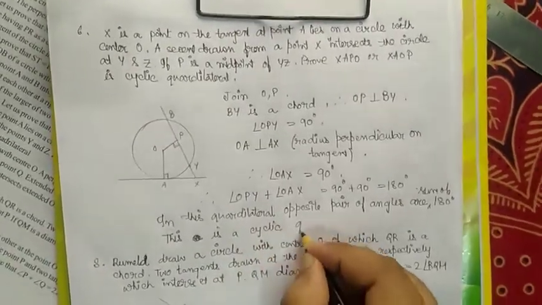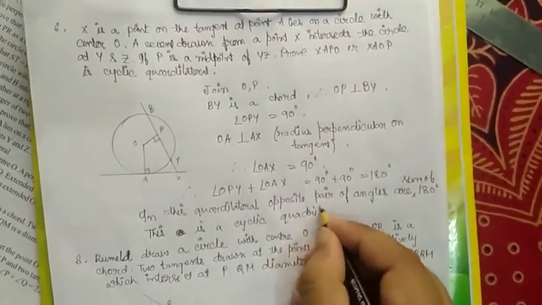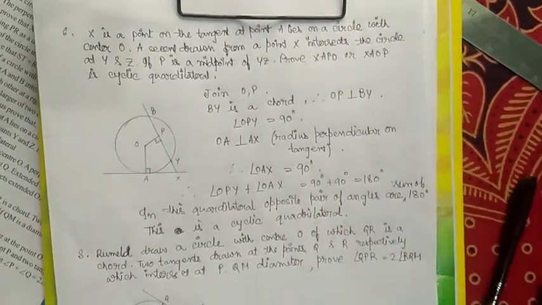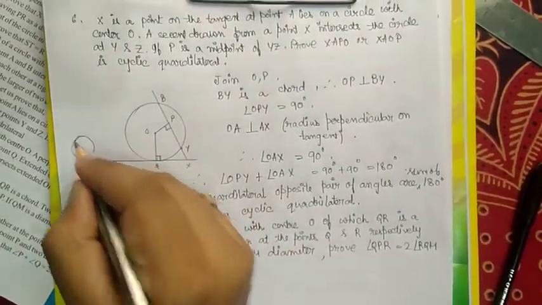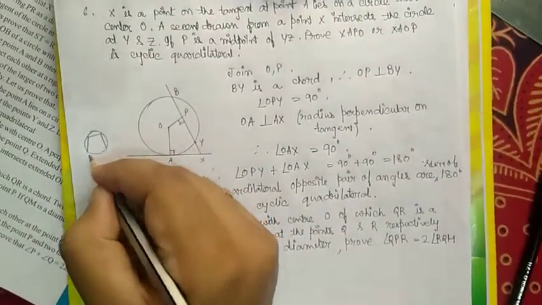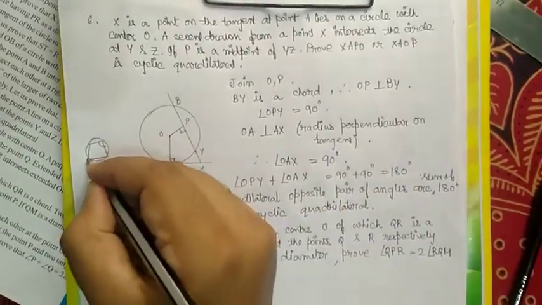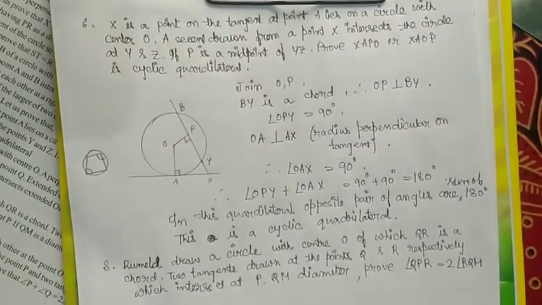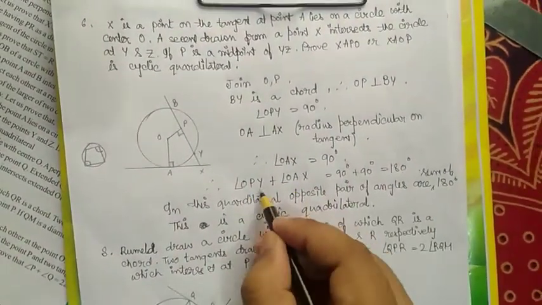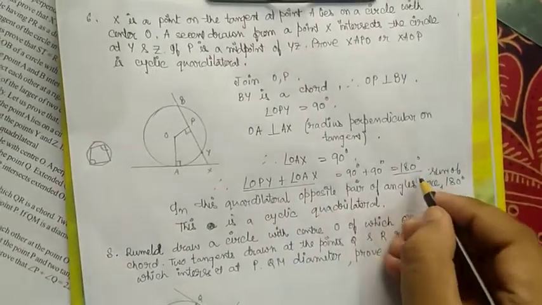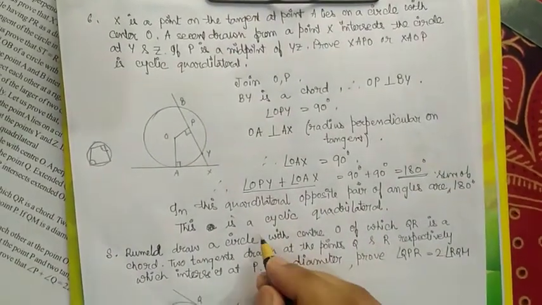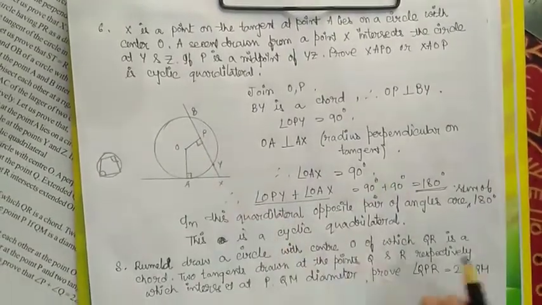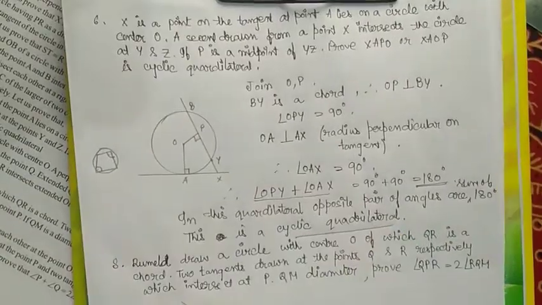What is a cyclic quadrilateral? We know that if this is a circle and this is a cyclic quadrilateral, the sum of these two opposite angles is always 180 degrees. Here we proved that the sum of these opposite angles equals 180 degrees. Therefore we proved that quadrilateral XAOP is a cyclic quadrilateral.